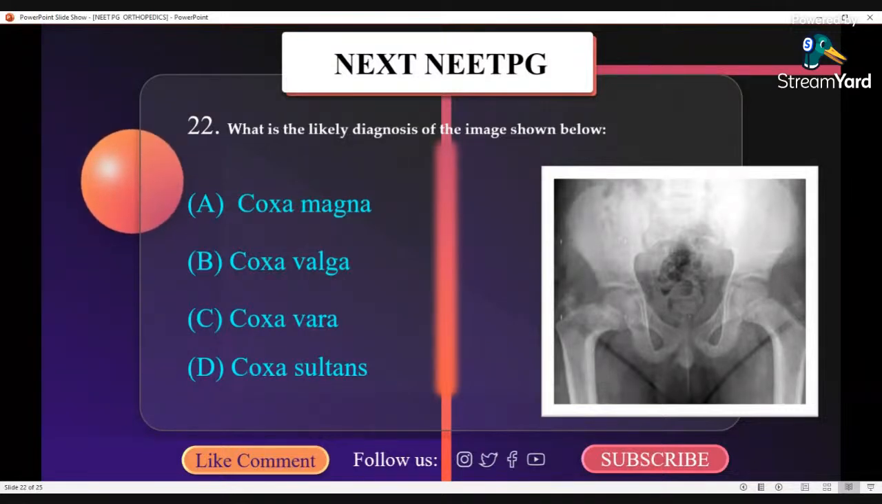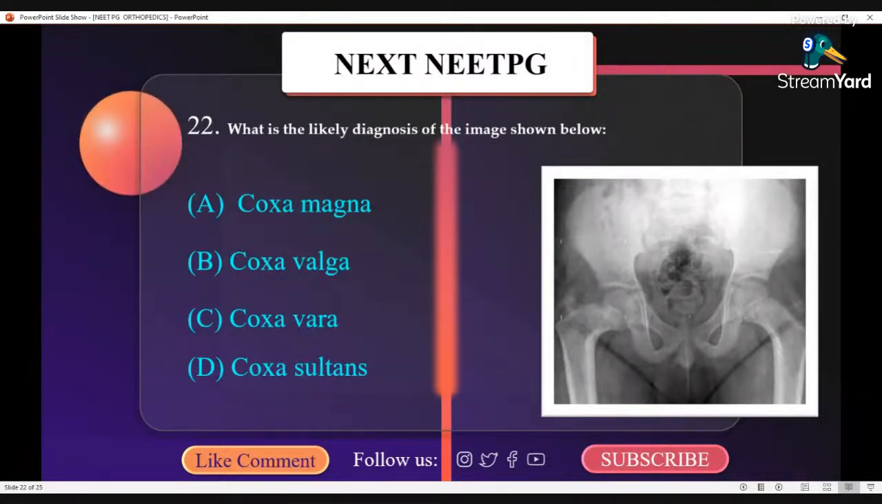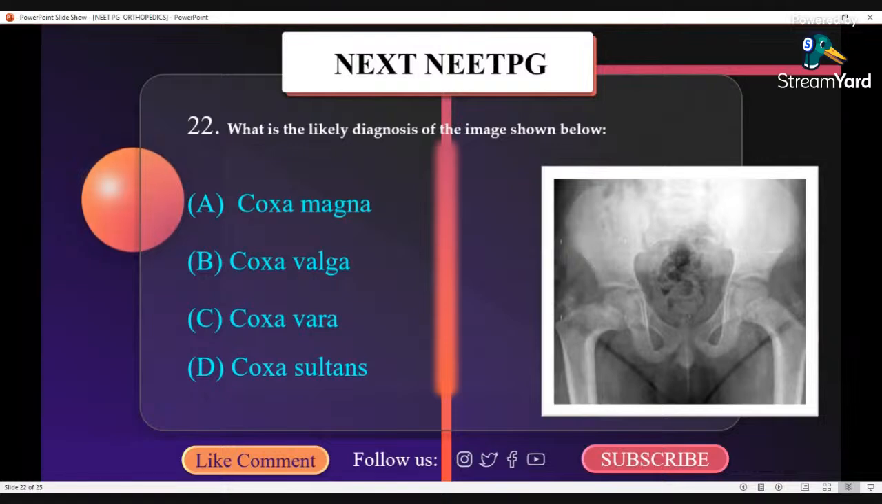A neck shaft angle of less than 125 degrees is referred to as coxa vara, where the neck is normally aligned relative to the pelvis. The limb would be deviated towards the midline of the body in varus. A neck shaft angle greater than 125 degrees is called coxa valga. Coxa vara means reduced neck shaft angle, less than 120 degrees. Coxa valga is an increased neck shaft angle, more than 135 degrees.